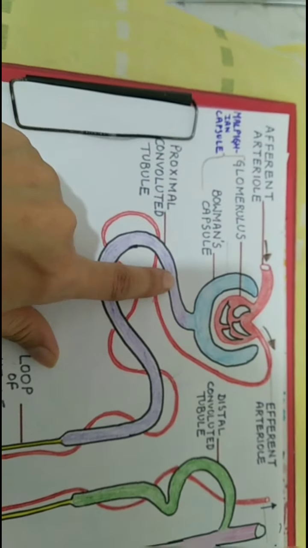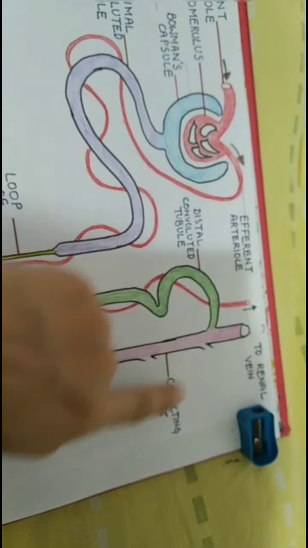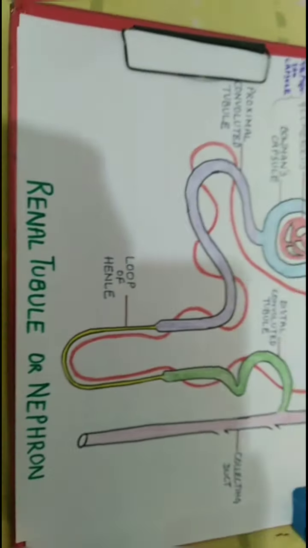So from PCT, the proximal convoluted tubule, the other part of the nephron is this U-shaped structure which was discovered by Sir William Henle. So it is named as loop of Henle, which then forms this distal convoluted tubule. Distal because it is away from the Bowman's capsule, which opens up into the collecting ducts. This is how the structure of a renal tubule or a nephron looks like.